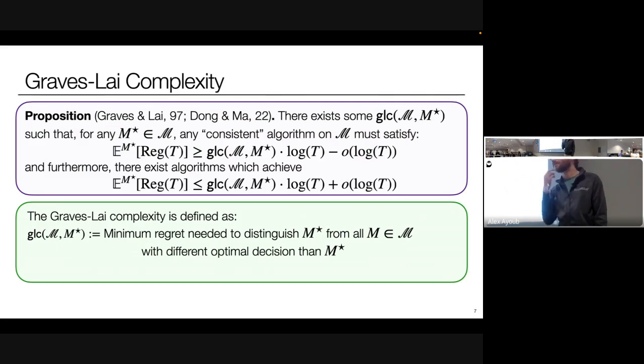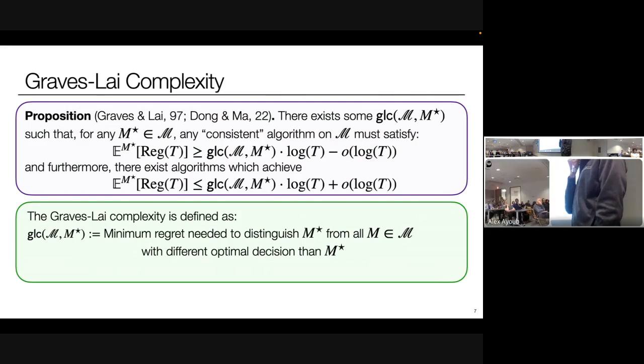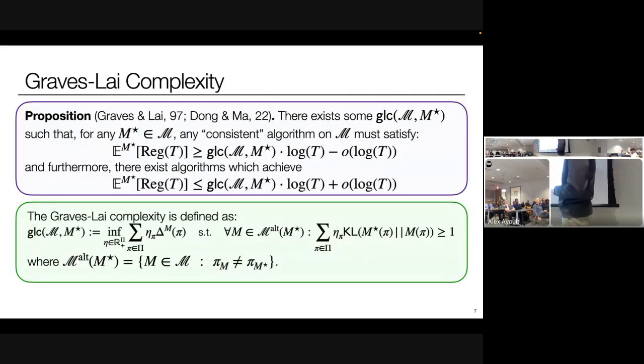And GLC is the minimum regret needed to distinguish M star. Why is it that the minimum regret is lower bounded by GLC times log T? Why would it not just be lower bounded by GLC? This has to do with, say we wanted to do something with high probability, then this log T would be a log 1 over delta. Sure, but we've already distinguished M star from all M in GLC, so we're done. The thing is, if you look at the mathematical definition, if we wanted to get a high probability guarantee on this... No, I just want the regret, right.